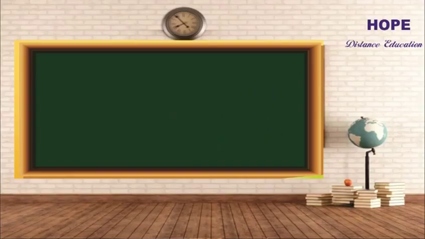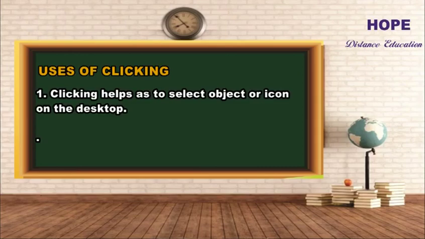Now, what do we use clicking for? Why will a user click on an object? 1. Clicking helps us to select objects or an icon on the desktop. So it means that when you have an object or any item on your computer and you only want to select it, you use what we call clicking. You only press the left mouse button over the item. And as soon as you do that, you see that the background of that item will be highlighted, which means that item is activated or is selected.